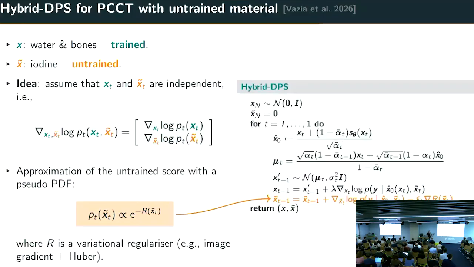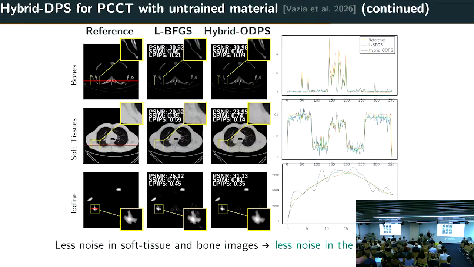And then we have the hybrid methods, in which we have the standard DPS approach, in which we have plugged in this variational model for the iodine. And here I will show some results. On the right, we've got the hybrid ODPS approach. So we've got nice bone and water decomposed images, and we can see that we can estimate the iodine, although the model was not trained with iodine.